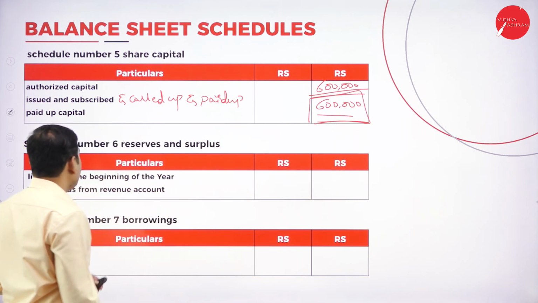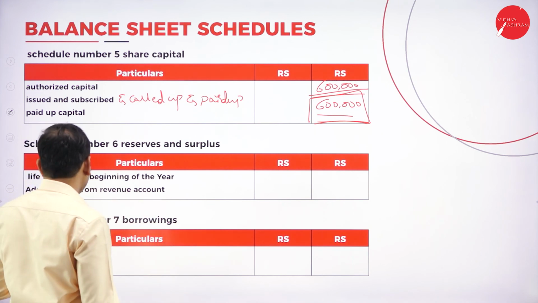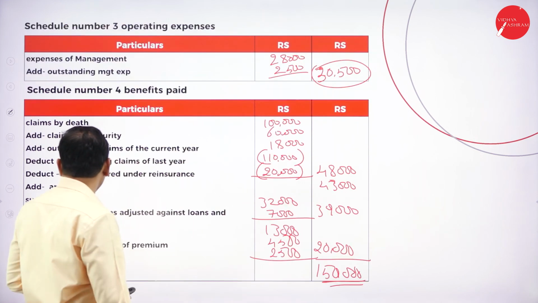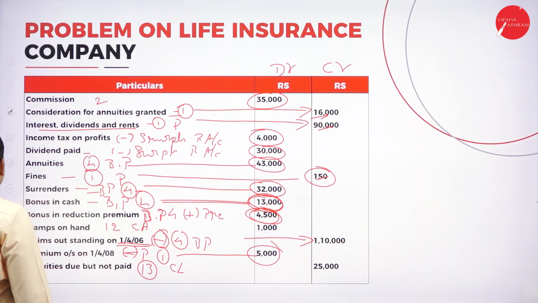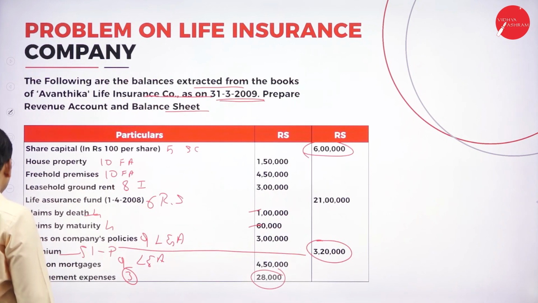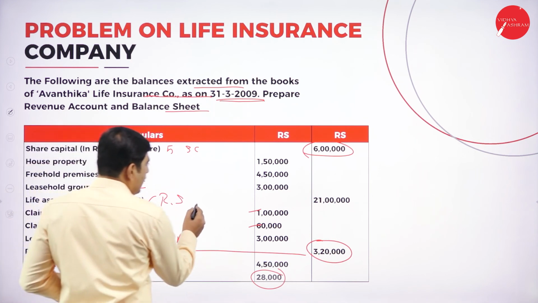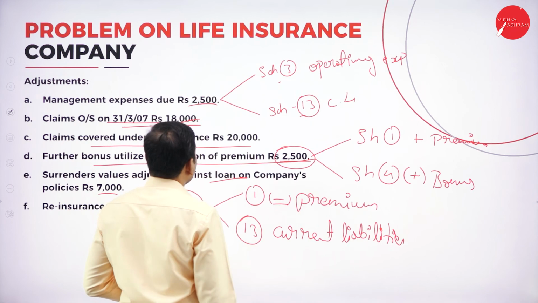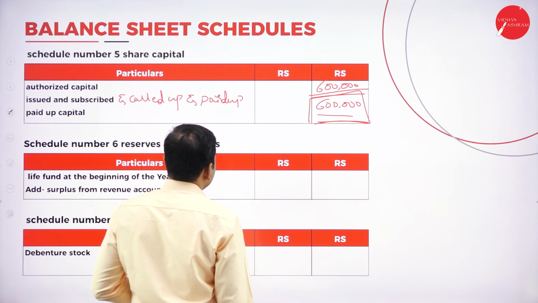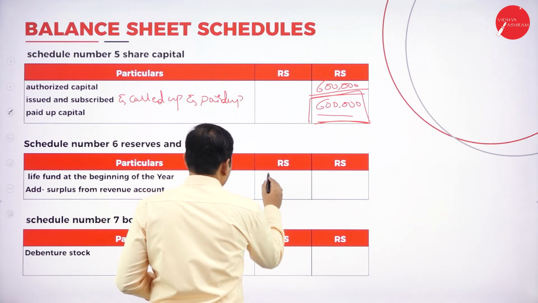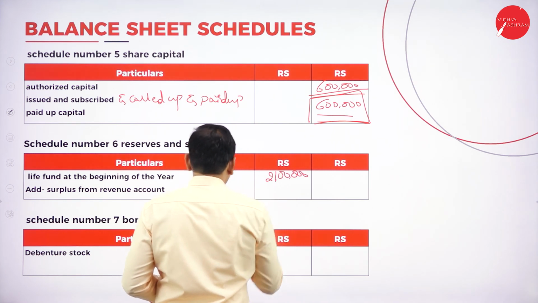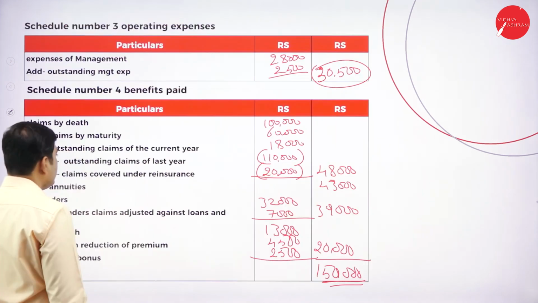Next, coming to schedule number 6, reserves and surplus. You will be having life fund and also surplus from the revenue account. So let's see the life fund. So life insurance fund is 21 lakh. So life fund is 21 lakh.